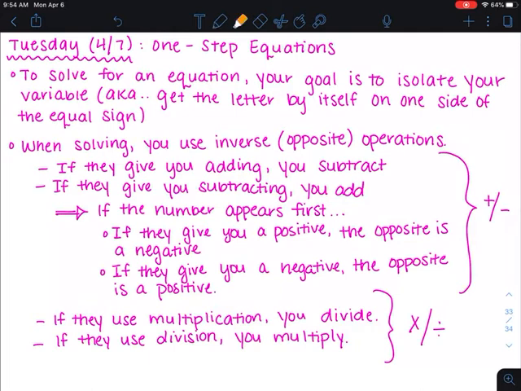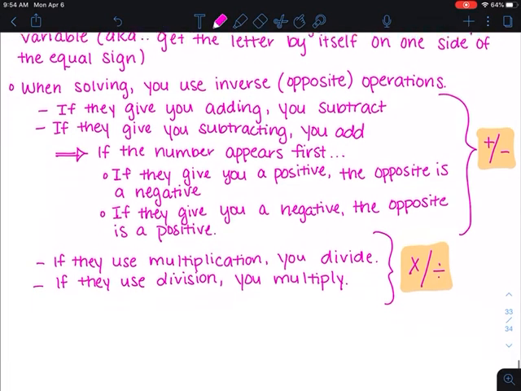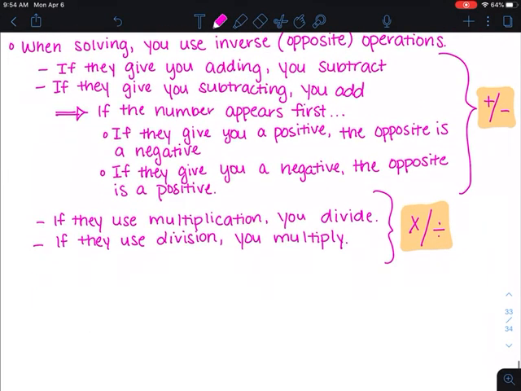And then also, if they use multiplication, you divide. If they use division, you multiply. So basically, adding is the opposite of subtracting. Multiplying is the opposite of dividing. You need to know those two things without a doubt.